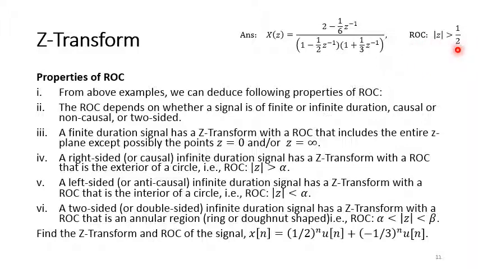For this particular case, absolute of z must be greater than 1 by 2. Only then will the Z transform converge. Okay, see you in the live session.